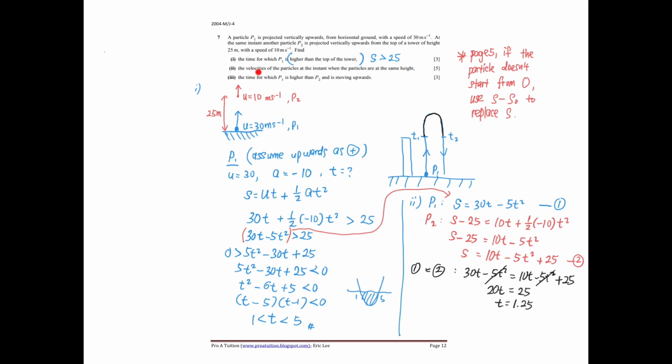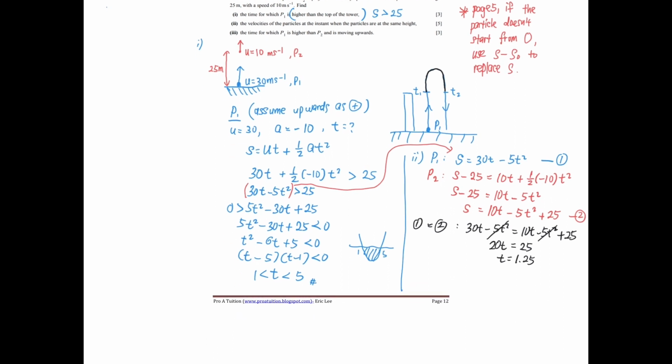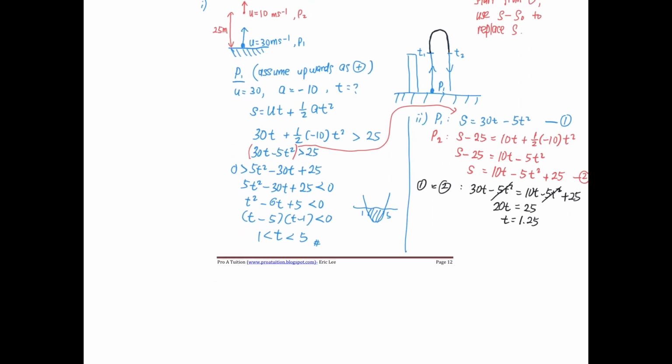P1 and P2 will have their own velocity. We have to find it separately. Okay, so now let's say we start from P1. The time is the common time because both particles start at the same time. The time is the common time, but when we count velocity, don't mix up the information.